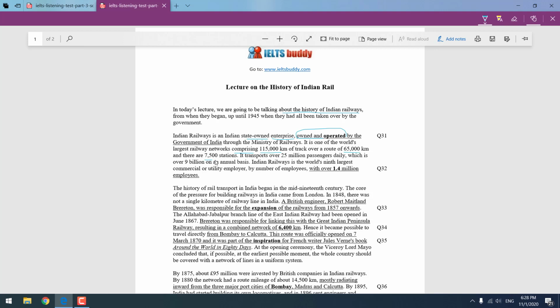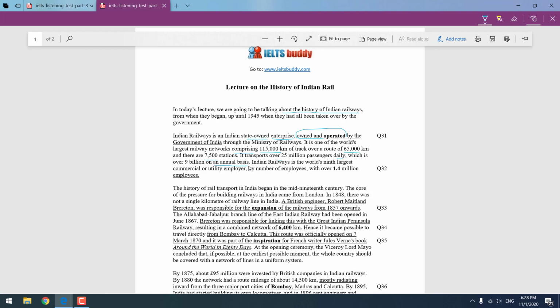Indian Railways is the world's 9th largest commercial or utility employer by number of employees, with over 1.4 million employees. Again, we can see that from the numbers here. We have one question. That is a lot. Out of 5 numbers, we have one of them as the subject of a question.